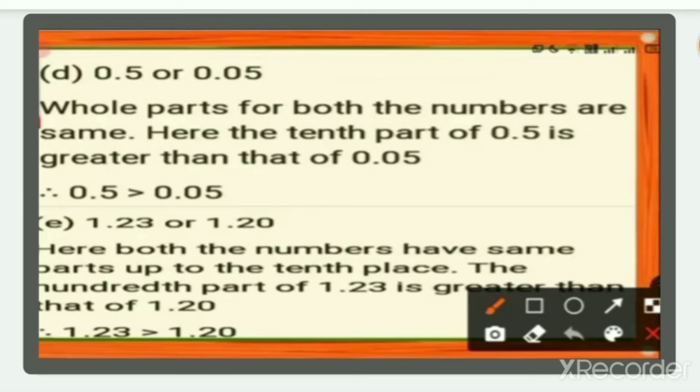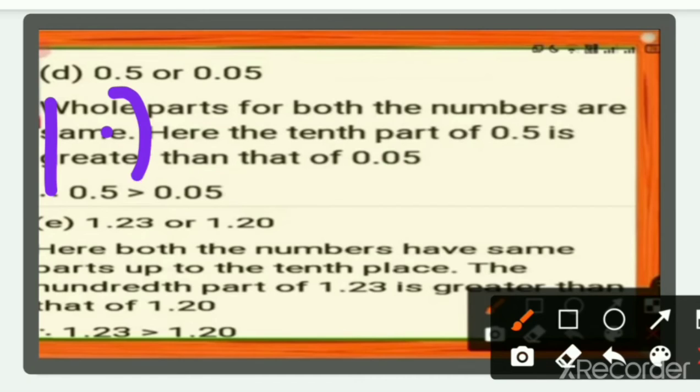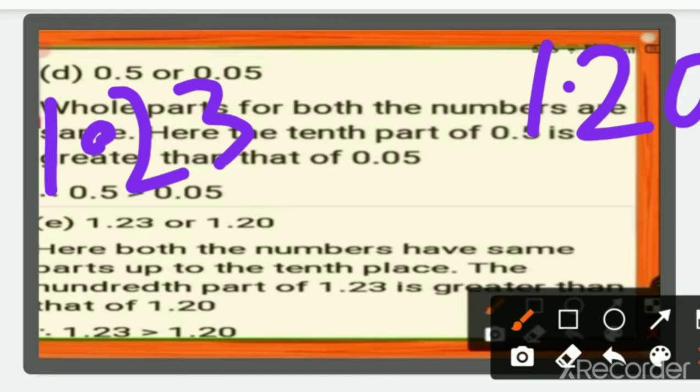Now we have the E part, that is 1.23 or 1.20. So what we will do here, both the numbers have the same parts up to the 10th place. Okay, the 100th part of 1.23 is greater than that of 1.20. Like 1.23 is given and here is given 1.20. See, after the decimal point, this is the 10th place, this is the 10th place, both are same.